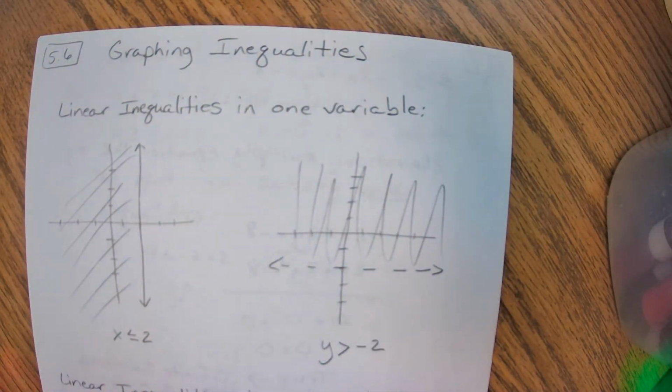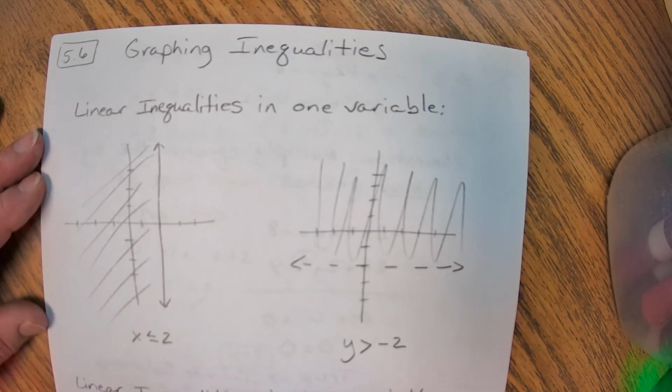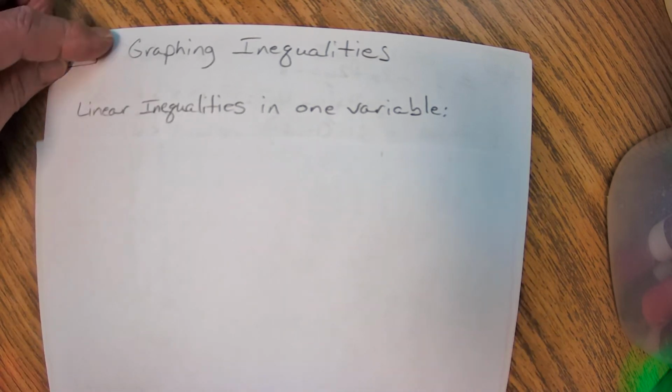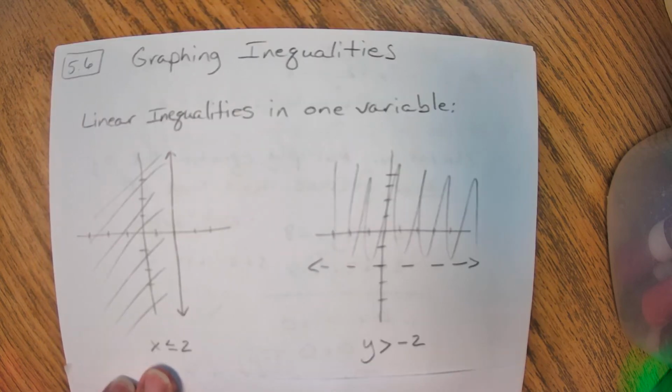Okay, this video is going to go ahead and encompass 5.6 and 5.7 because they're so closely related. And we're going to look at graphing inequalities on the coordinate plane. So, linear inequalities in one variable. Let's look at this first one.